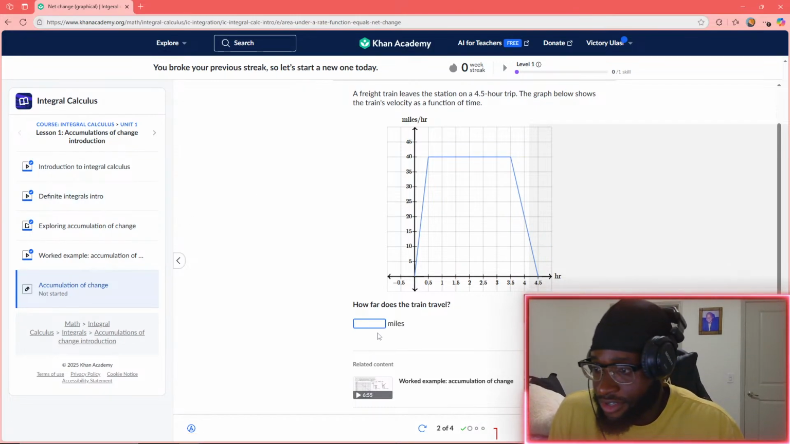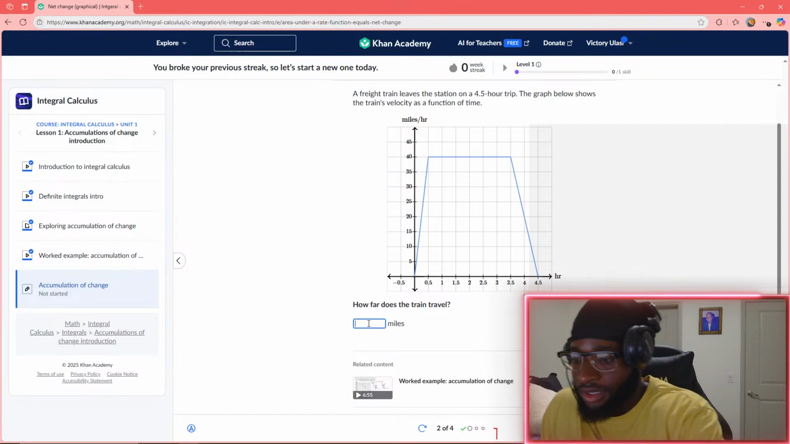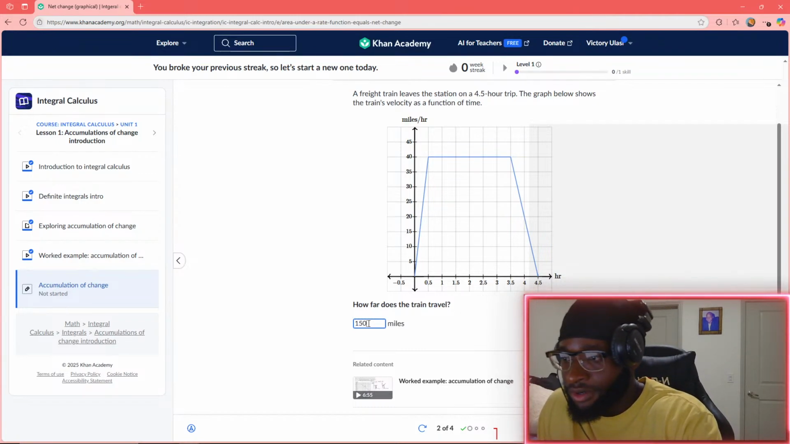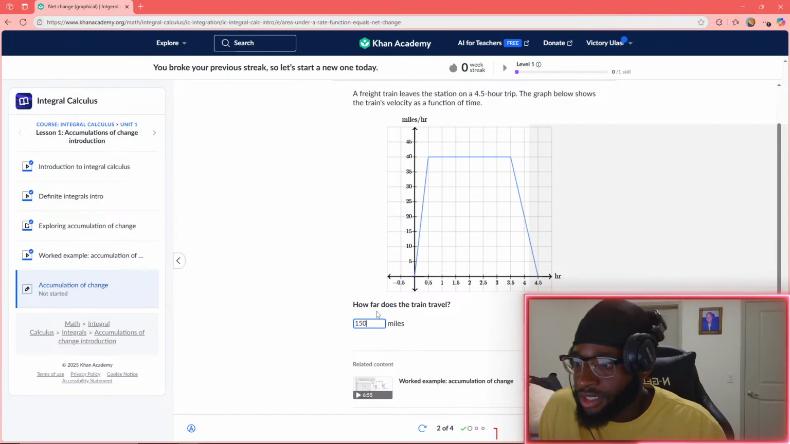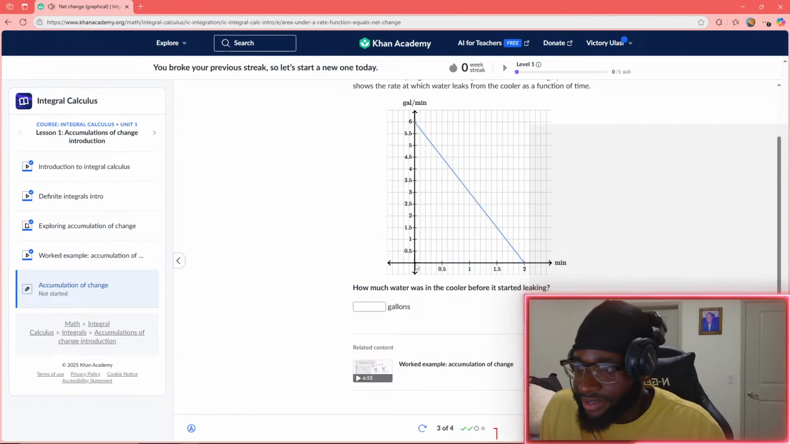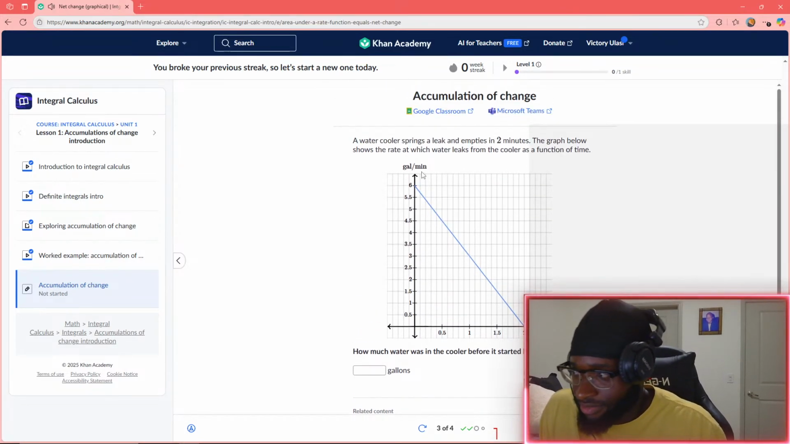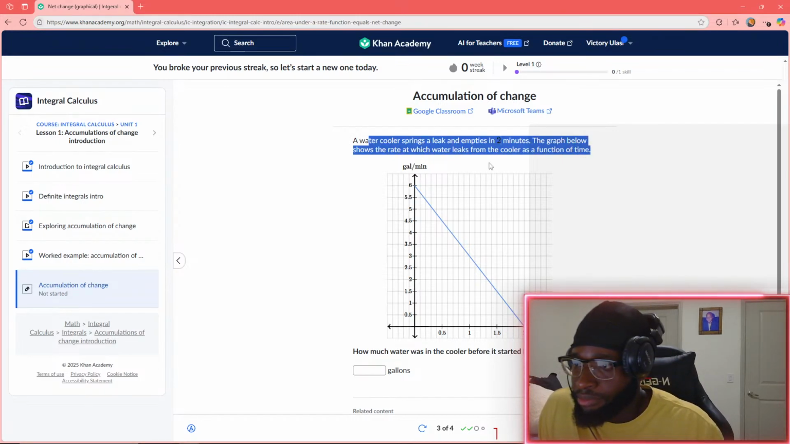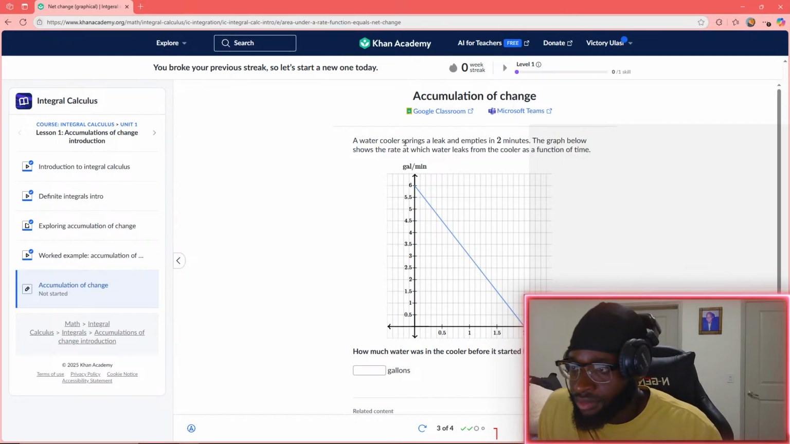150. How far does it travel? I think it's 150. Or 150 is the velocity. Or it's just the miles, rather. Yeah. Maybe? This is easy. This is just basic. I'm not doing this.